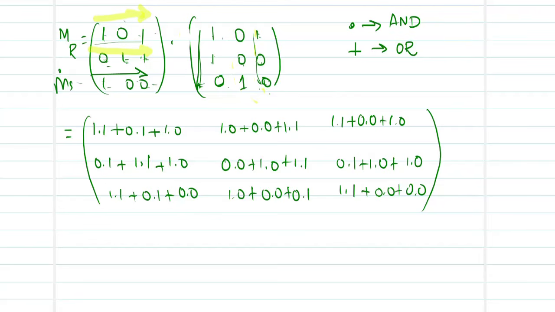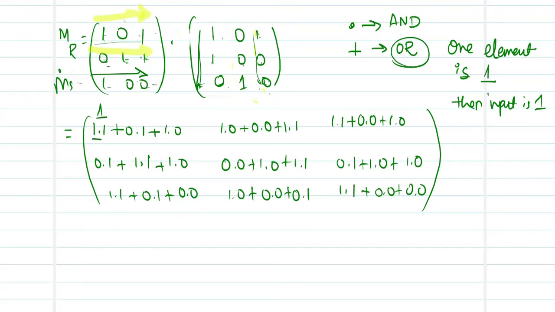We can notice that if at least one element over here in the product is going to be 1, then the output is 1 because it is your OR. So this is going to be 1 or 0 or 0. Any one of them is 1, so the answer becomes 1. So this is 0 or 0 or 1. Any one of them is 1, so the answer becomes 1.